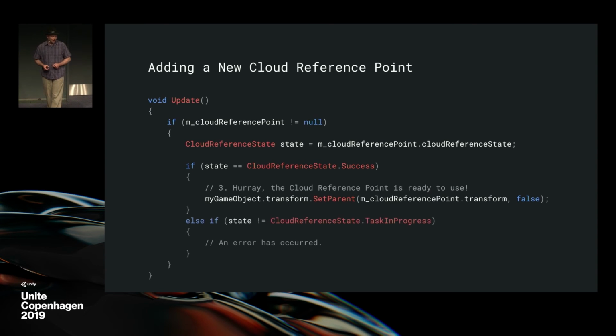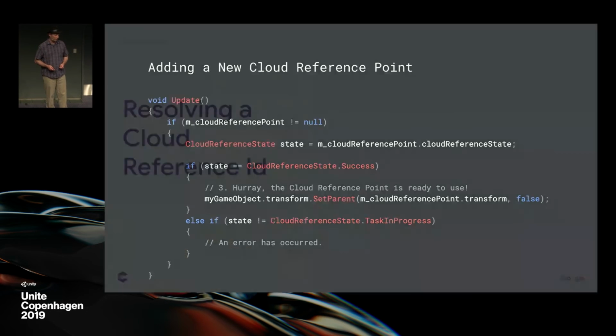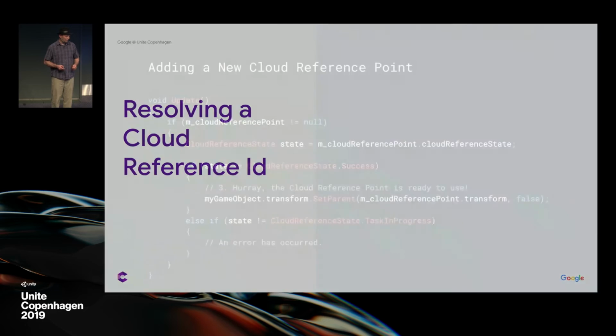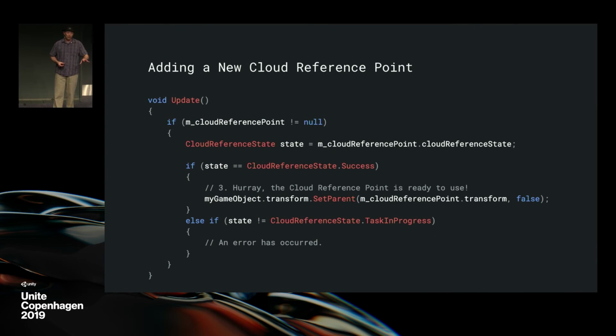This will now allow me to track that game object as if it were positioned relative directly to the cloud reference point. Now, it can take up to 30 seconds or so to resolve or host a point through the system as communication goes to the server and back, depending on your network connection. Typically, we expect this to happen a lot faster, on the order of like 5 seconds. So you're going to spend a little bit of time in this task in progress state while you're waiting. Otherwise, you may encounter a state that represents an error, and that'll be very clear. For example, you weren't able to connect to the internet.